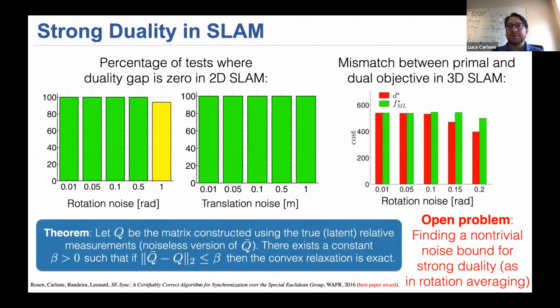So we said that Anders and TJ, for rotation averaging, were able to establish a theoretical bound below which strong duality must hold. The same result is not available for pose-graph optimization. We cannot quantify the maximum noise under which there is strong duality. We have some initial results, again from the work on SE-Sync, which say that strong duality will hold below a beta, but the expression of beta is not something that we are able to give in closed form.